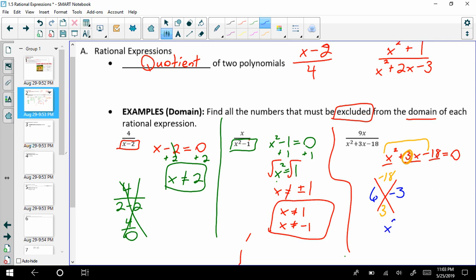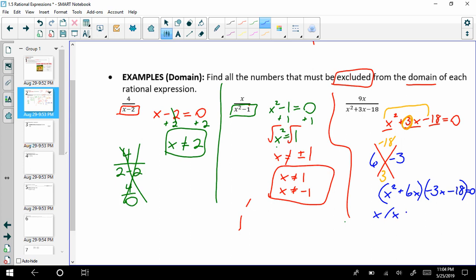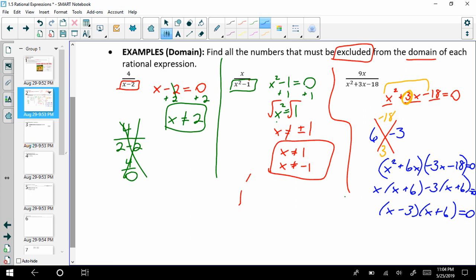So if we rewrite it, group, so I get x minus 3 and x plus 6. So now the last step is I want to finish solving this. So you just set each piece equal to 0 and solve.